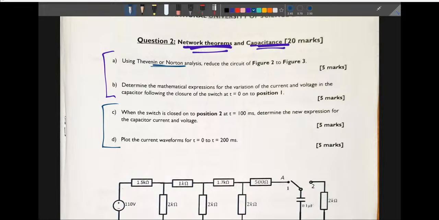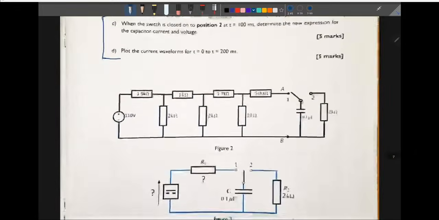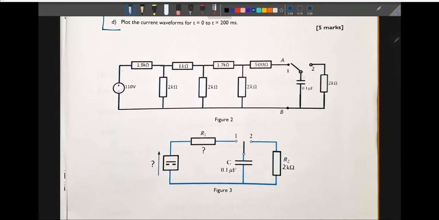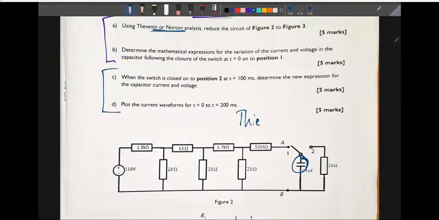Now, what was I saying? I was saying, here's the question. Let's quickly go through it. Using Thevenin or Norton analysis, reduce the figure. For the very first part, I am using Thevenin or Norton. And you guys should know that we are always going to be using Thevenin. We're not going to be using Norton. So we're going to be using the Thevenin theorem to do this very first part of the question.